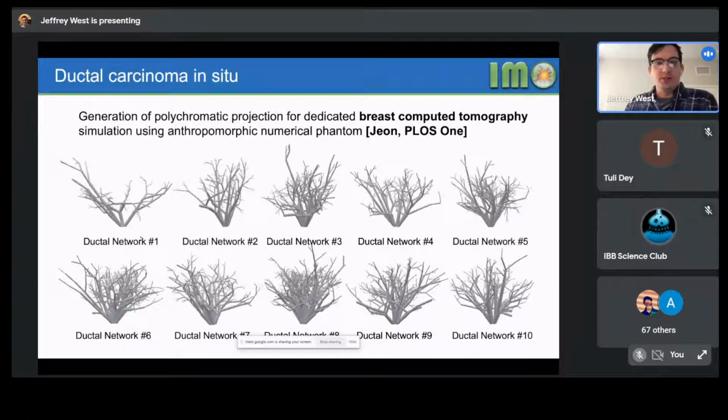So these are ductal network structures that are from this paper called breast computed tomography. And basically, ductal carcinoma in situ is constrained in these ductal network structures. This is a pre-invasive cancer before invasion into the surrounding tissue. So depending on the point of tumor initiation, where you initiate the cancer inside of that ductal network, you will be subject to different spatial constraints, right?